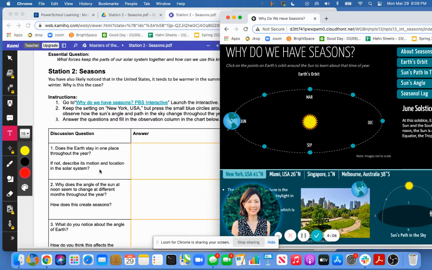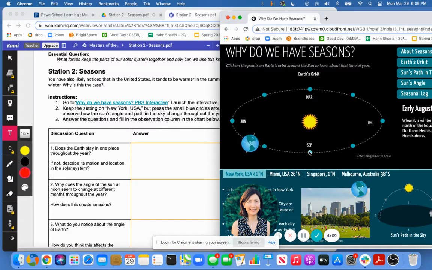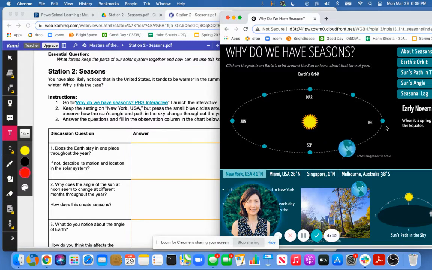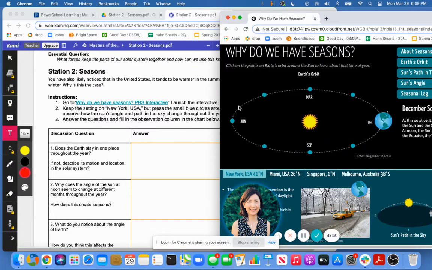Does the Earth stay in one place throughout the year? Hopefully you've been able to see that as it goes through the months, it's making a trip around the sun. So it's not staying in place. And it's not only going around the sun, but hopefully you remember that every day it's turning around once. So it's rotating for day and night, and it's making a bigger revolution around the sun for a year. So actually, this is not a revolution. This would be called rotating, and this would be making a revolution.